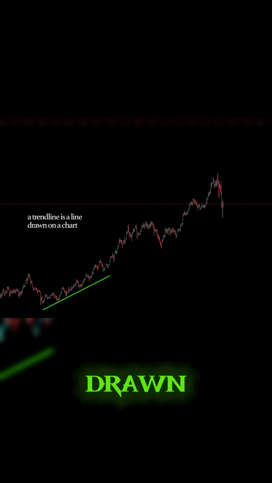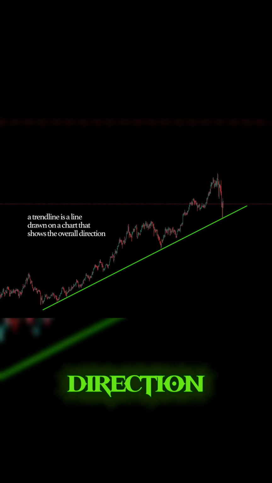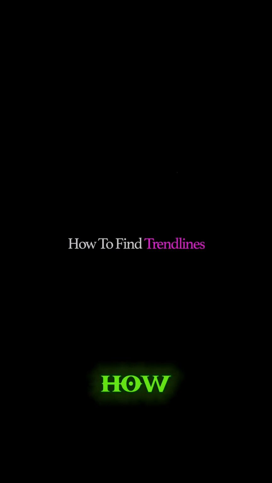So first of all, what is a trend line? A trend line is a line drawn on a chart that shows the overall direction of price movement over time. So how do we find these trend lines?